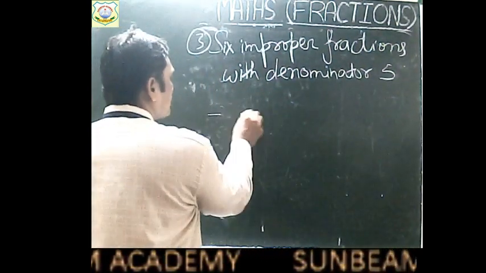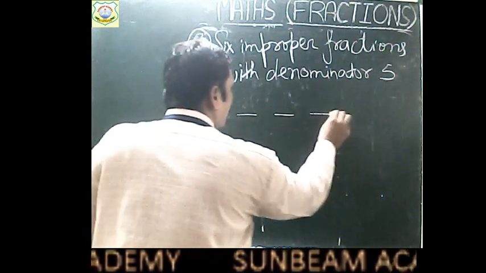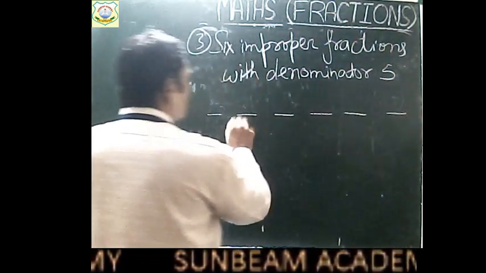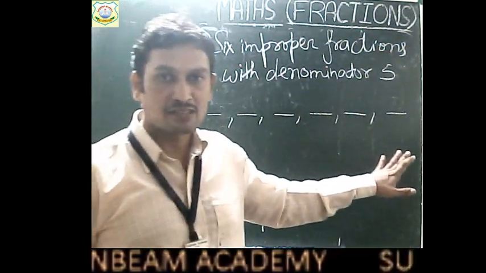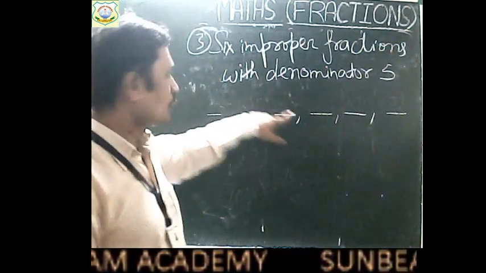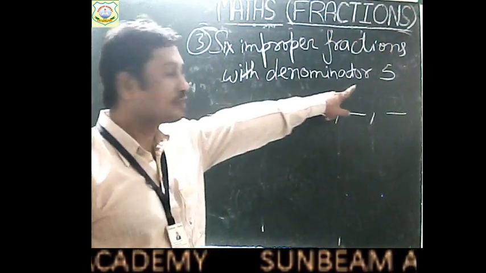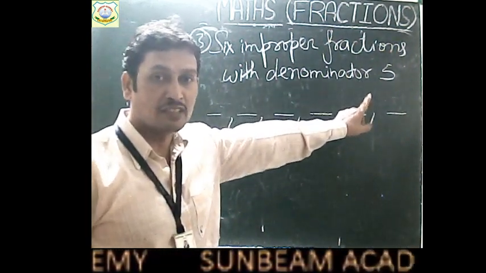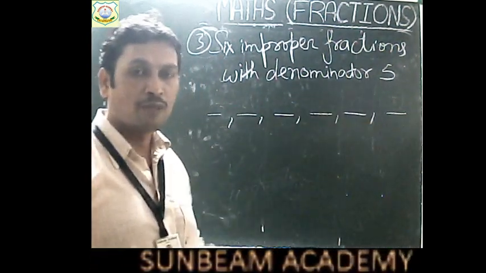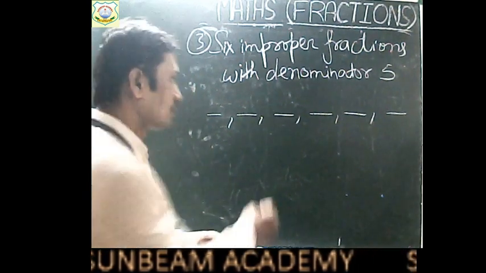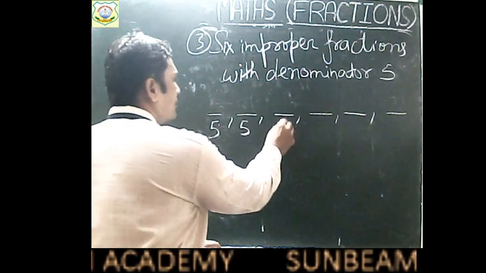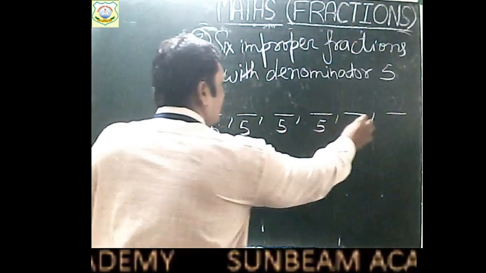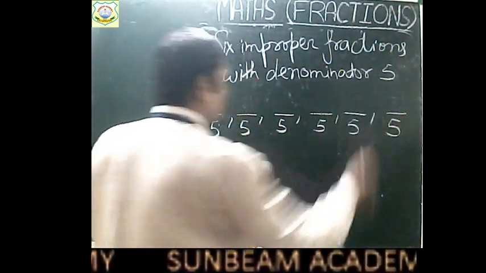So 1, 2, 3, 4, 5 and 6. In this way, children, firstly write 6 fractions. In all of these 6 fractions, denominator is 5. Denominator is given. Denominator means lower part. So lower part is 5 in all 6 fractions. So you have to write 5 in all of these fractions. By 5, by 5, 5, 5, 5 and 5.